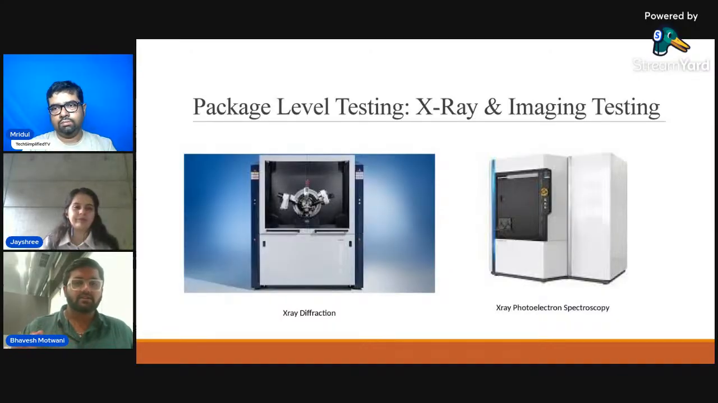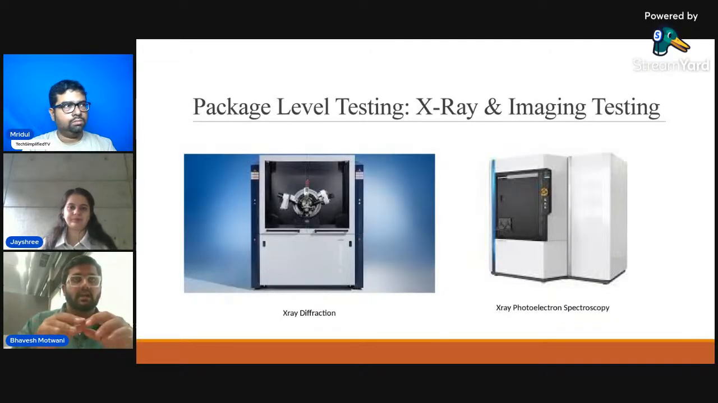X-ray diffraction machine, SAM machine, X-ray photoelectron spectroscopy, to see what is inside the package, what the problems are inside it through a visual aspect, and to understand what we can do differently to prevent it. And there are small parameters which are to be understood in this.